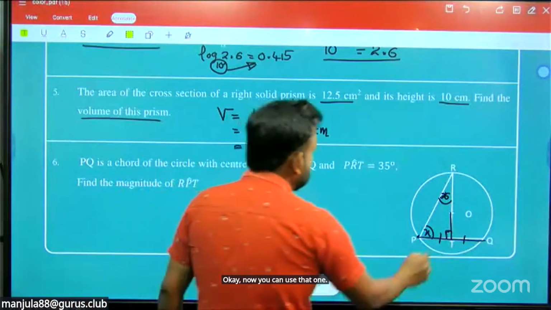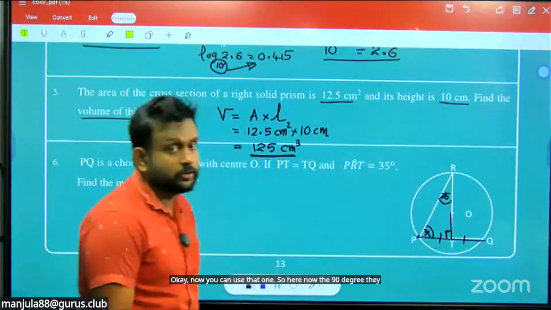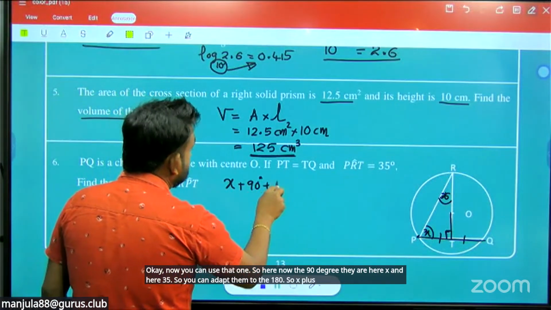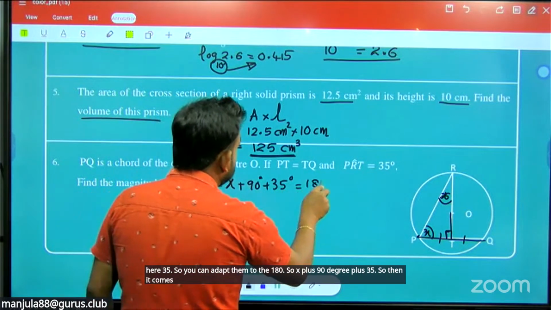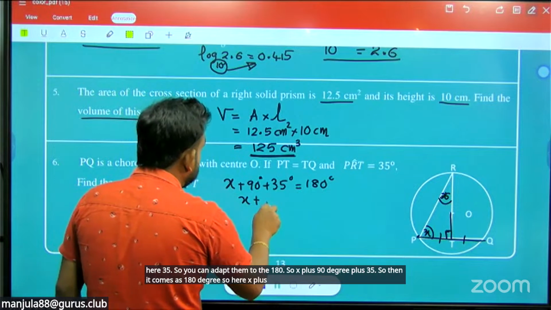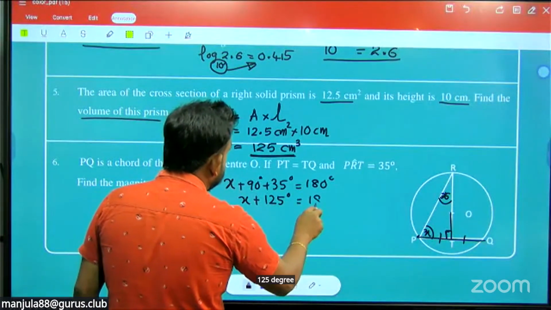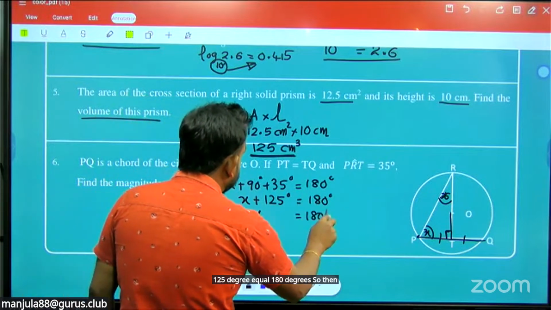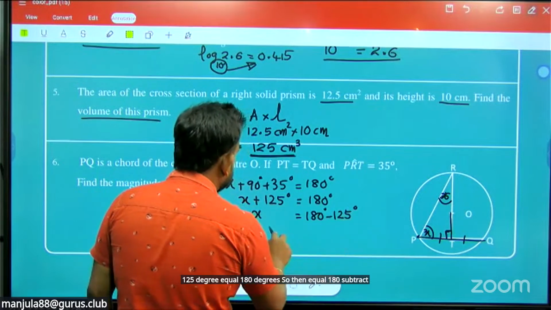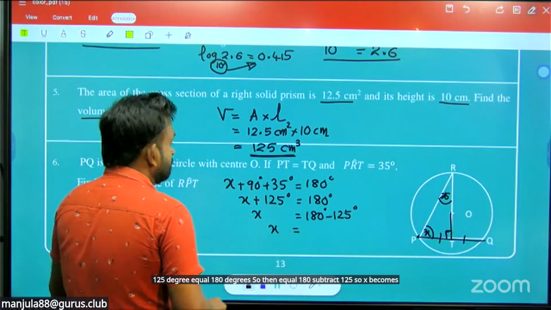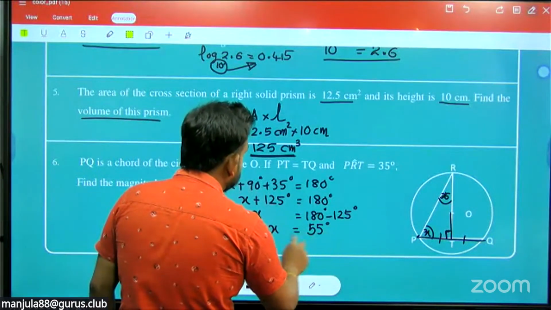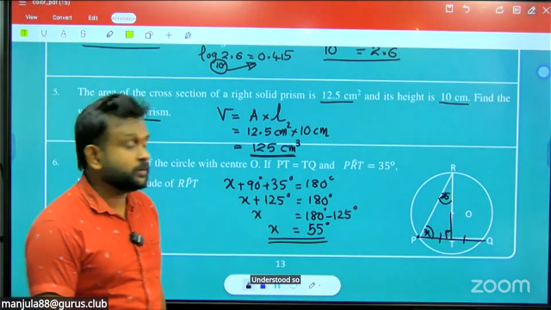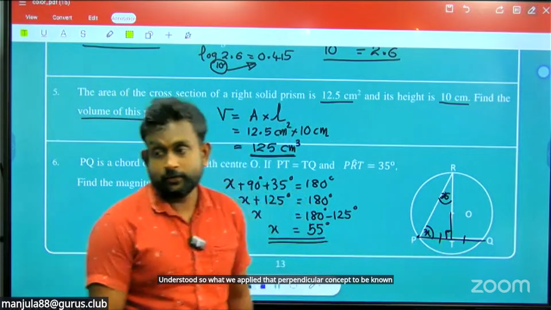So here now the 90 degrees, x and 35. You can add them up to 180. So x plus 90 degrees plus 35 comes as 180 degrees. So x plus 125 degrees equals 180 degrees. So x equals 180 subtract 125. So x becomes 55 degrees. Understood? So we applied that perpendicular concept, which needs to be known. Okay, right.